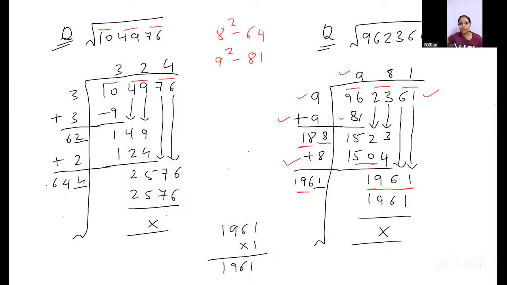Then in the blank, I had 196 and a dash. So what should I add that when multiplied by itself, I will get 1961? That number is 1. When I do 1961 into 1, I will get 1961. So I put 1 in the dash and I put 1 on the top, and 1961 minus 1961 became 0. Understood now, Nathaniel? Yes, ma'am.